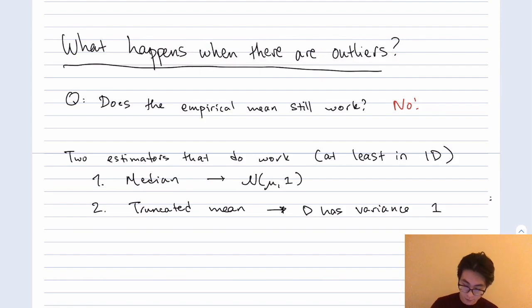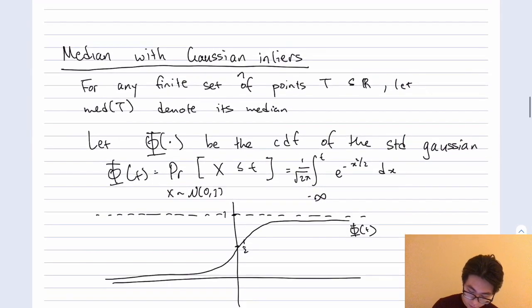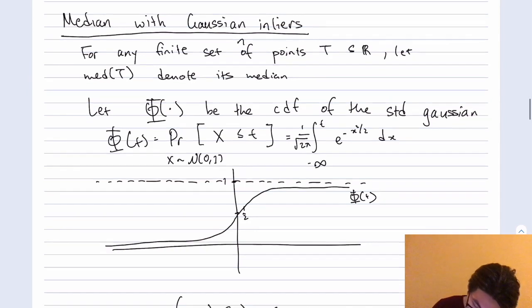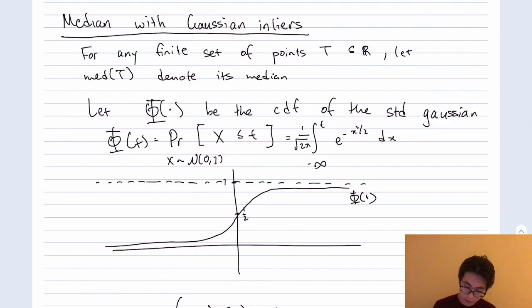Okay, so let's just get into it. Let's consider the median in the setting where there are Gaussian inliers. Formally, for a set of n points T, let me denote the median of T using the shorthand. And the goal again is this setting where we have an epsilon corrupted set of points from a Gaussian with mean mu and variance 1, and the goal is to learn mu.